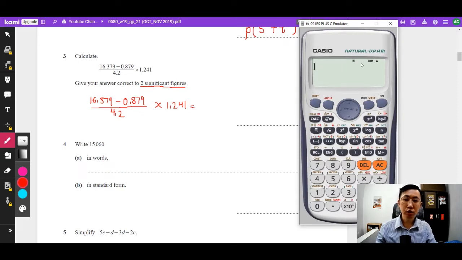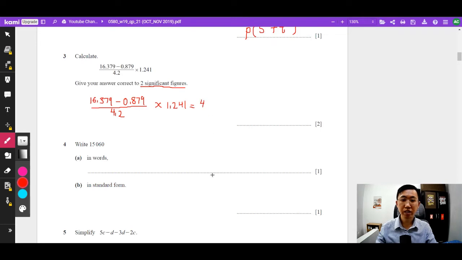So let's press the calculator. Students will usually make mistakes when they type in one shot, so don't type in one shot, type one at a time. I am going to type the top part, 16.379 minus 0.879. Then you press equal first, go ahead and press divide by 4.2, press equal again, and finally times 1.241, press equal. You can see a lot of numbers on your screen, so teacher will try to copy as many as possible.